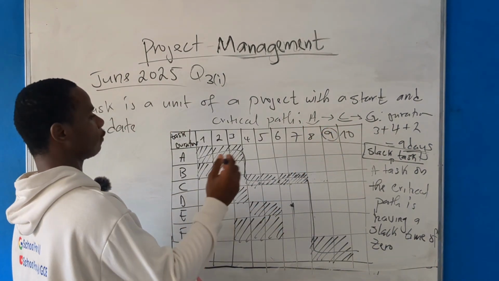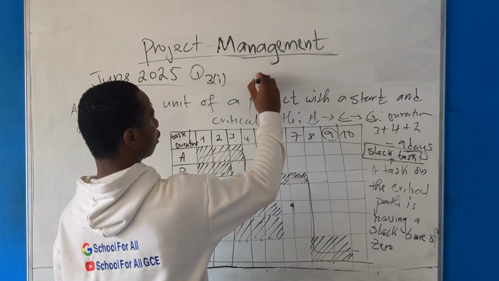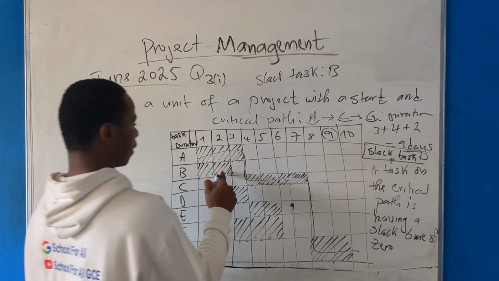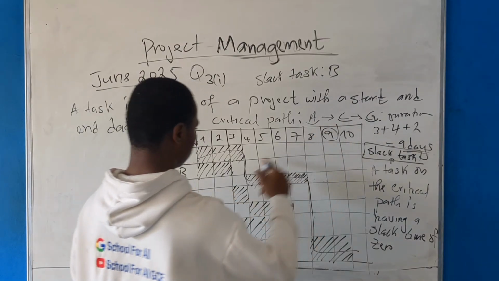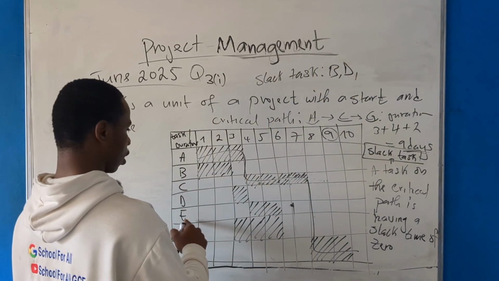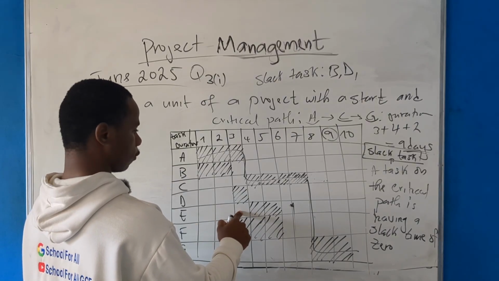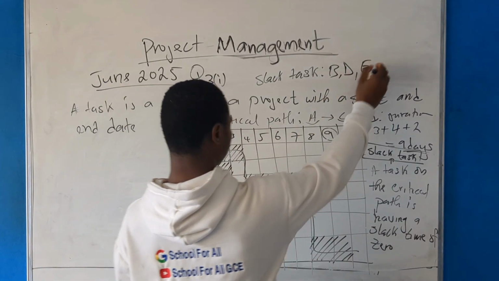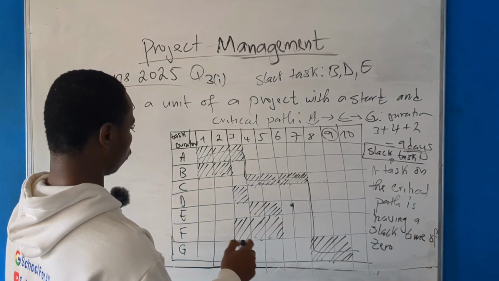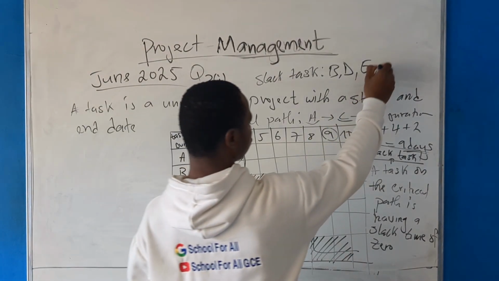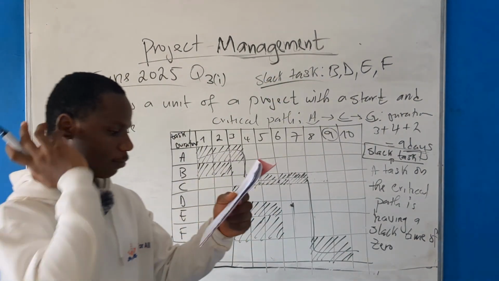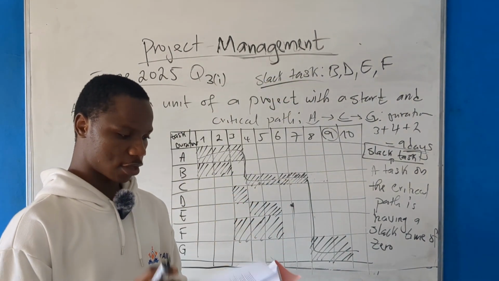So now they are asking for the slack tasks. So B is already a slack task. Good. So we have B, another one not on the critical path. No, C is not there. We have G. Good. The next one is E. E is not there. Good. We don't have G. So it's okay. No, it's not okay. F also. Good. So these are the slack tasks. Take note of that. How many marks? 1 mark. And it's all for this year.